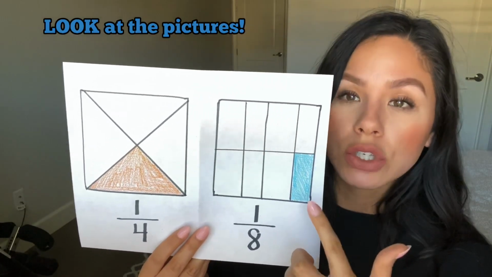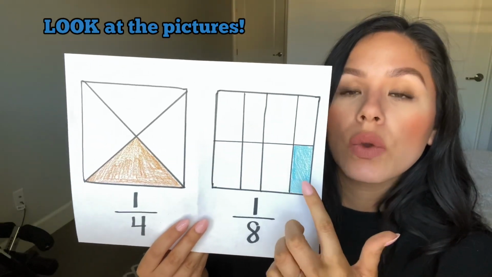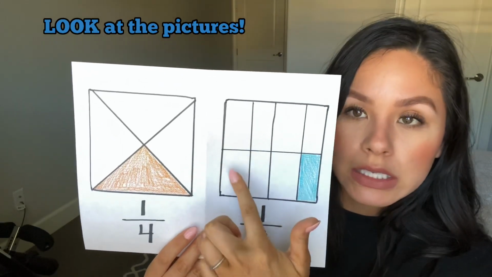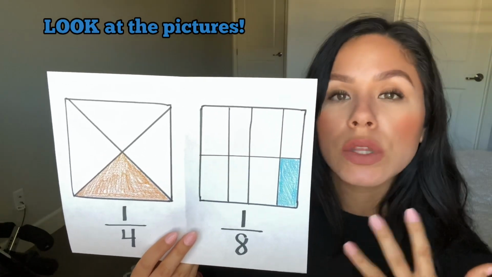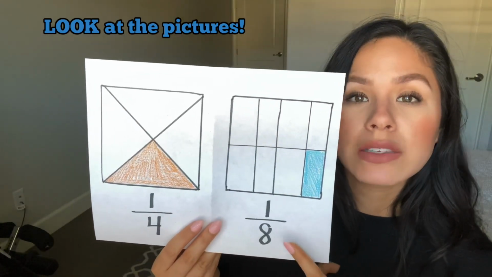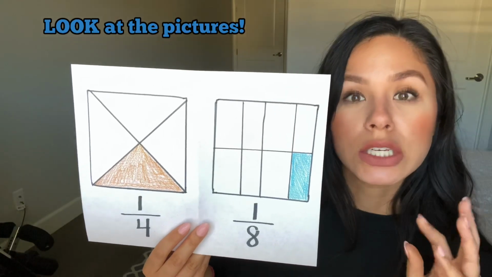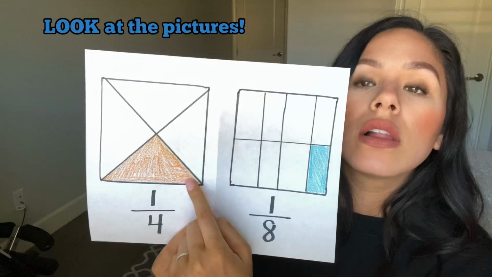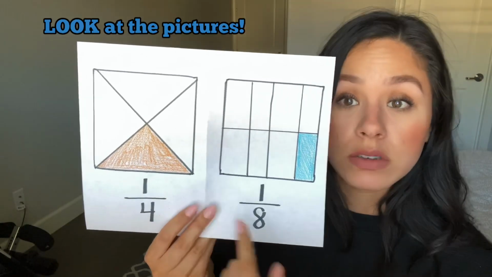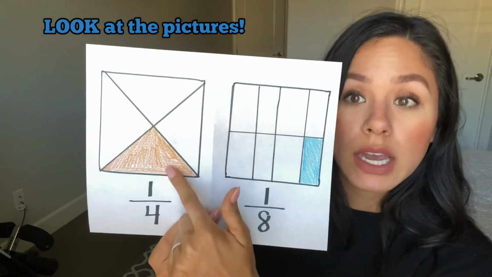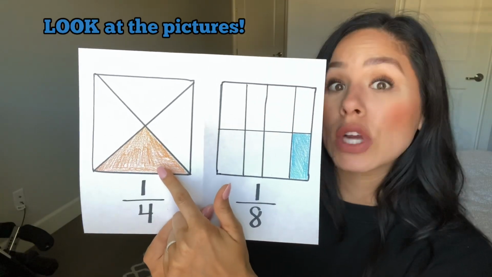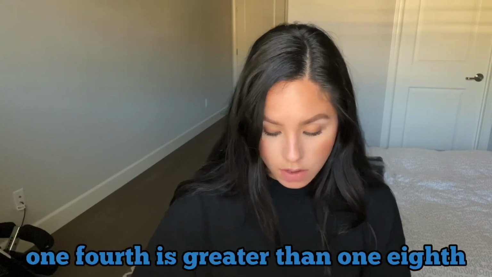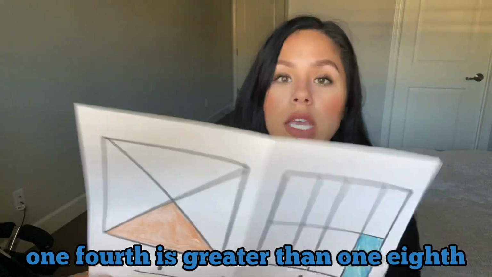When you look at the picture, you see that when you share with more people, pretend like this is each a person here, you're gonna get a smaller piece because you have to break up whatever it is that you're sharing into smaller pieces so everyone gets a piece. But when you're sharing with less people, 4 people instead of 8, you're gonna get a bigger piece because there's not that many people to share with, okay? So when I'm comparing 1/4 and 1/8, 1/4 is greater than 1/8. I'm gonna show you what that looks like here.